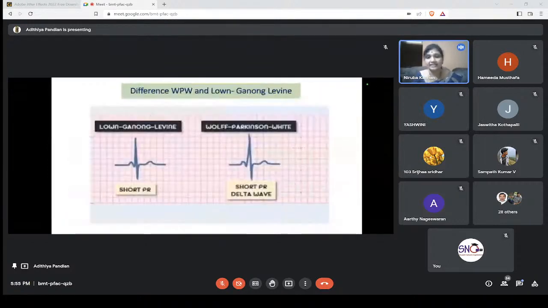Okay, this one is again sometimes asked, mainly in the PG. What is Lown-Ganong-Levine syndrome, and how do you differentiate between WPW and LGL? Both have a short PR interval. Even in Lown-Ganong-Levine, there is one more bundle which directly takes the impulse from the atria to the ventricle without passing through the AV node. But in WPW, it is passing through the AV node and then coming. So both are aberrant bundles carrying the impulses, and definitely in both the PR interval is going to be shortened. But in WPW we get a delta wave, which is not seen in LGL. This is the difference between LGL and WPW. Next slide, please.